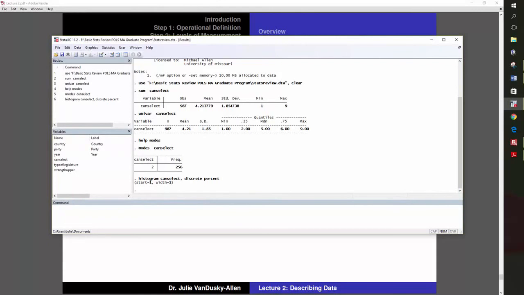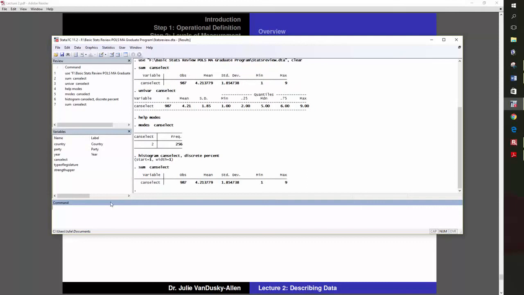Obviously, calculating the variance and standard deviation by hand is a great deal of work. Luckily, we can have Stata do it for us. In Stata, you simply type in sum and the variable name into the command box and click enter. As an example, I will have Stata calculate the standard deviation for the candidate selection variable. I type in sum can_select into the command box and click enter. After running this command, Stata will display the standard deviation for the variable. For the candidate selection variable, it was 1.854738, which is really close to what we calculated in the previous slides.